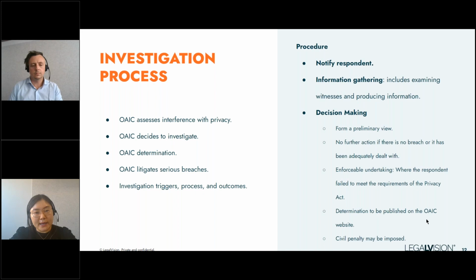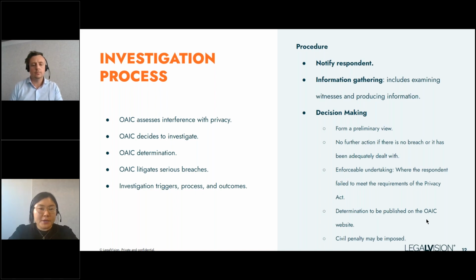It could also seek a civil penalty order in the Federal Court of up to $50 million for serious or repeated breaches. And the Commissioner may at any time also decide to discontinue the investigation where it's satisfied that no further regulatory action is necessary.